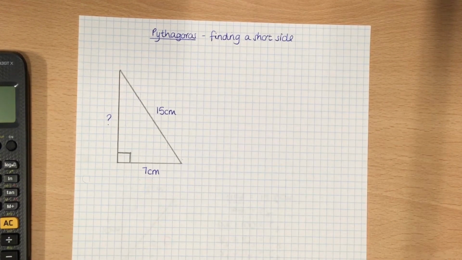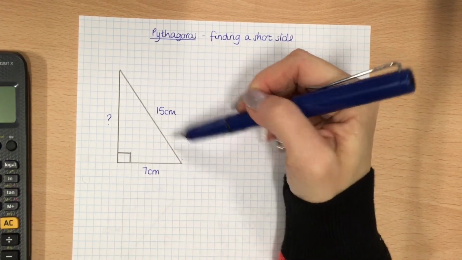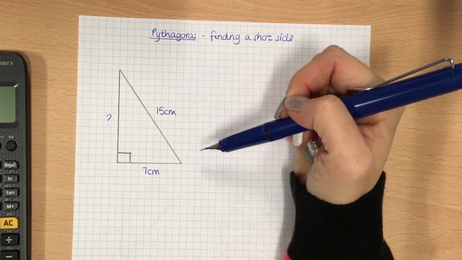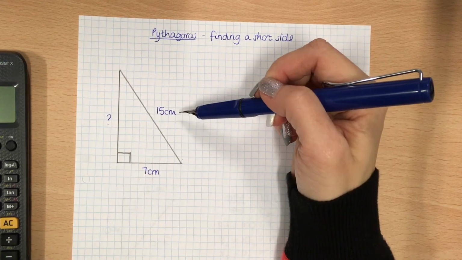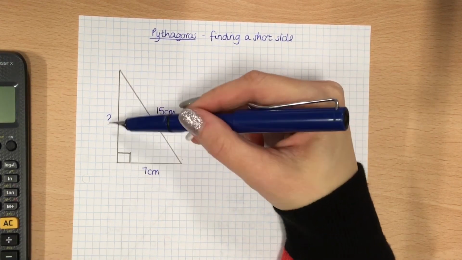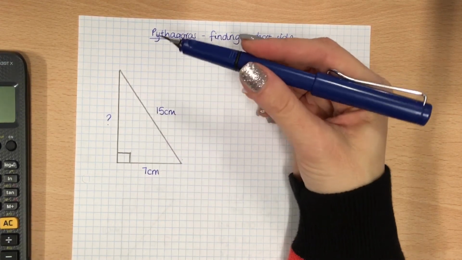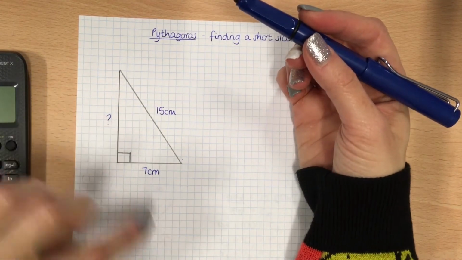Hi everyone, so this video today is on Pythagoras but finding the short side. My last video was on when you were finding the longest side, which was this one here, wasn't it? The one opposite the right angle. But today we know this one and we're going to have to find one of the shorter sides, A or B. This is the same method for finding A or B, okay?